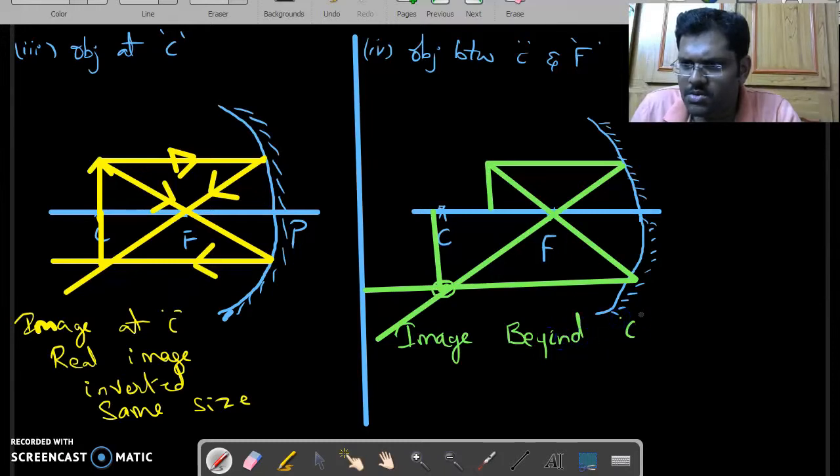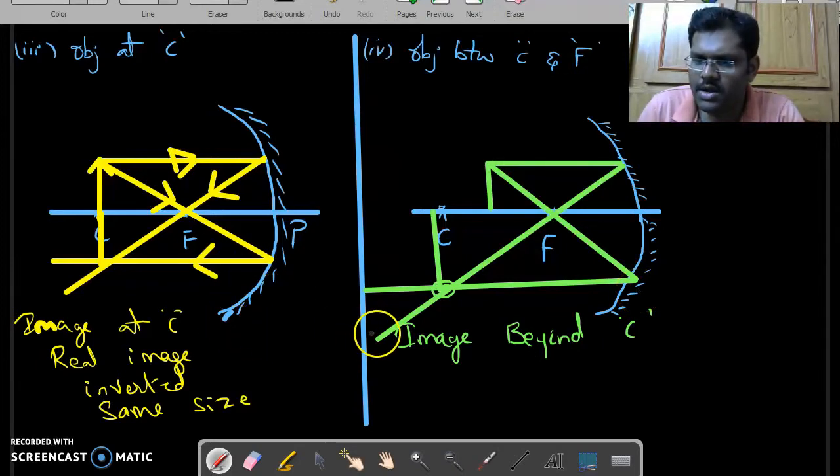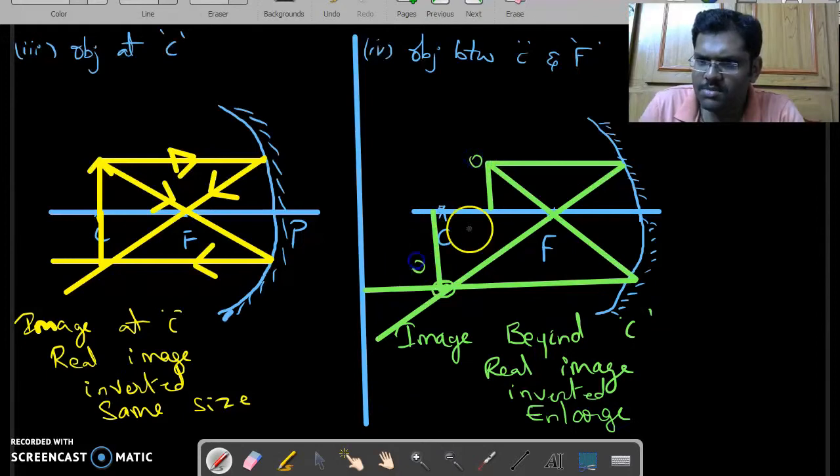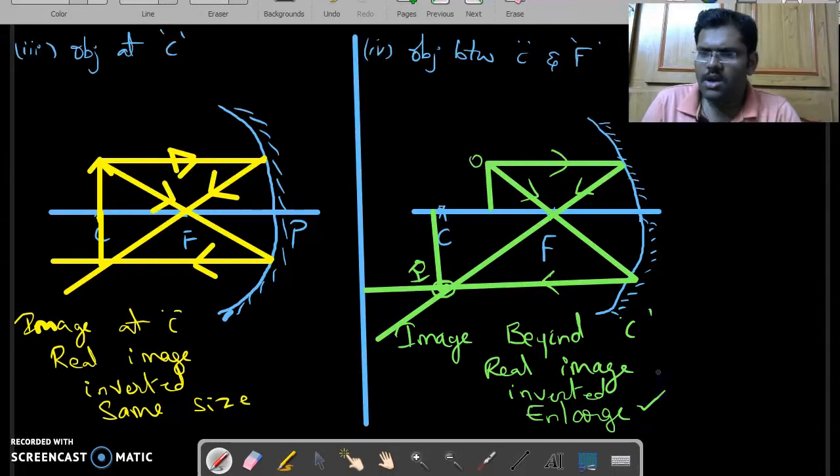Again I am cautioning you that the calculations and measurements you take should be exactly correct. Then only will you get the correct images over here. And here the image is formed as a real image. It is inverted, as the image is reversed, and here we get the size as enlarged. Why? Because the size of the object and the image has been increased. So as the image size has increased, we can say it is enlarged.